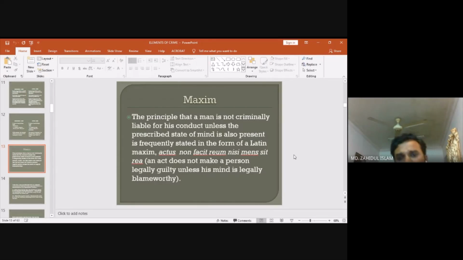For crime, there is an element, a very important maxim. It is a very basic and important maxim that you have to remember: actus non facit reum nisi mens sit rea. That means an act does not make a person legally guilty unless his mind is legally blameworthy. If the mind is not blameworthy, there is no wrong and there is no crime. This is the basic general maxim.